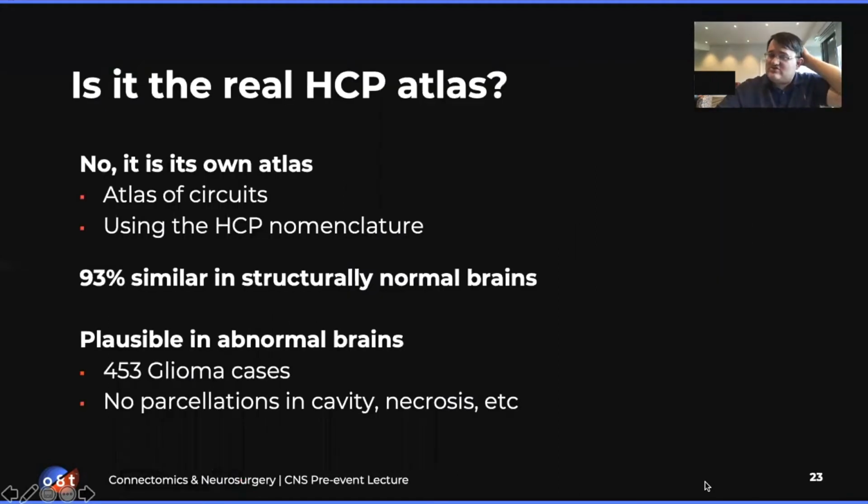So one of the questions we had was, how do we validate this? How do we know this atlas is accurate? And that's a very interesting question. When we thought about this, we determined that no, it's actually a different atlas. It's very similar. It's somewhere between 90 to 93 to 97% the same. A certain number of voxels get reclustered, but it really is its own atlas because it's doing the concept of atlasing using the HCP nomenclature, but doing it as an atlas of circuits. And it's really challenging when we start thinking about gliomas.